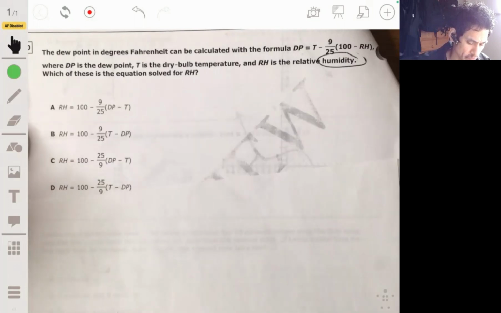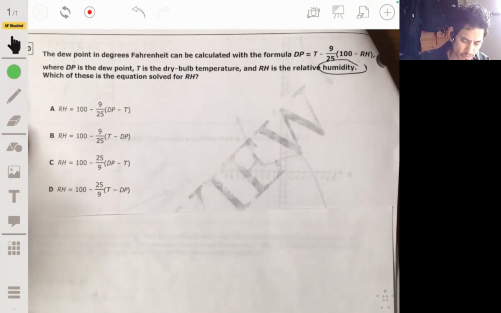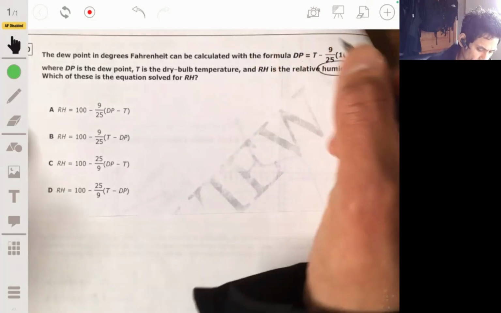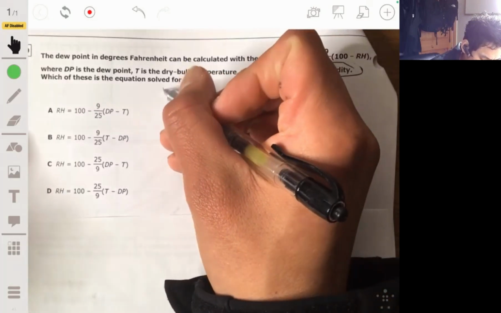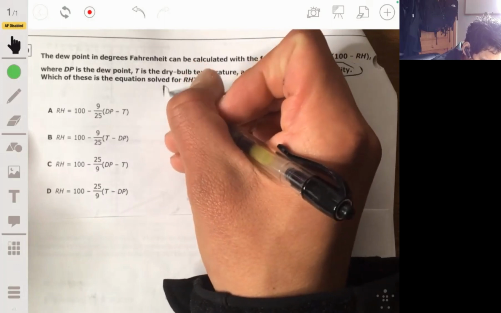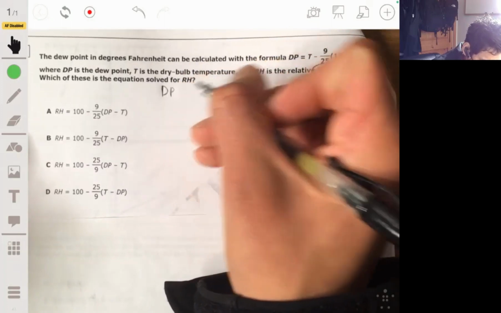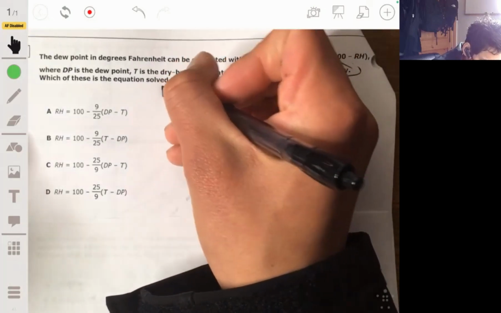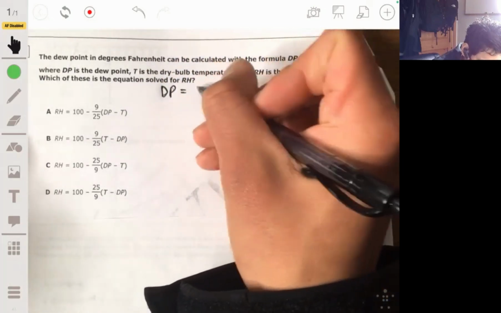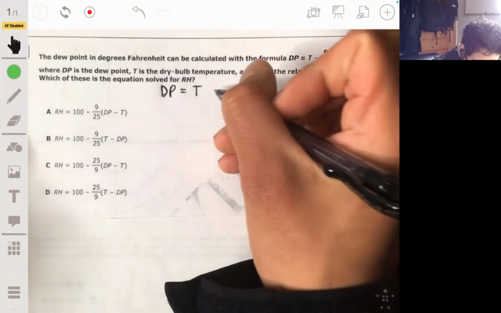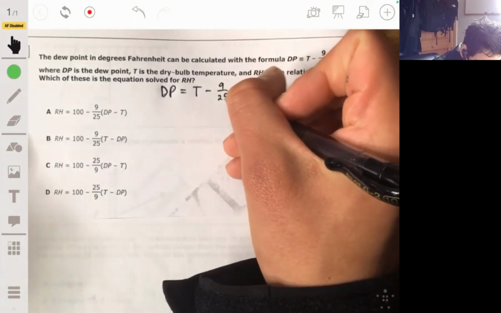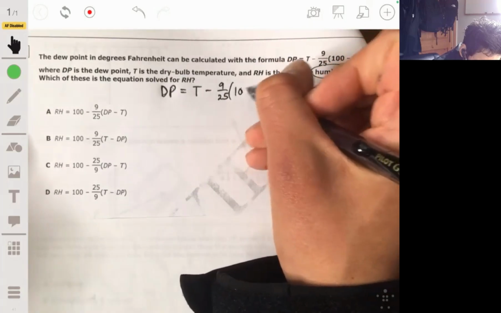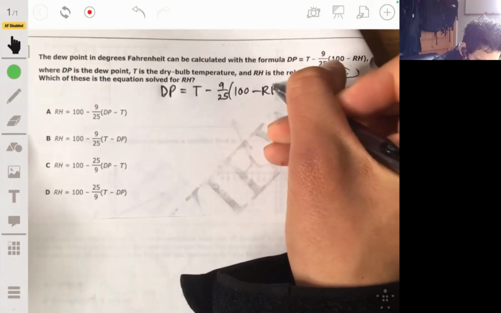I'm going to write it over here. Hopefully, I will have enough room. So let's rewrite this equation over here. dP, and I gotta use the thicker pen. dP equals T minus 9/25 times 100 minus RH.